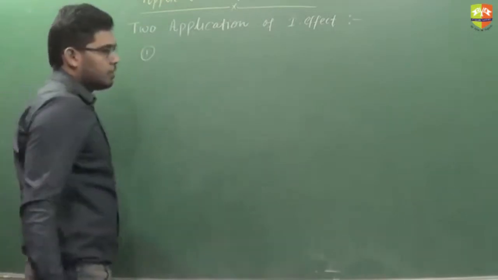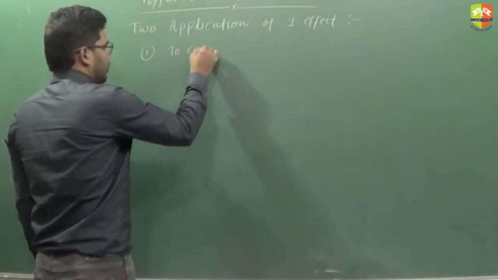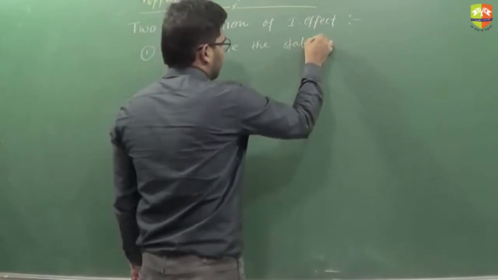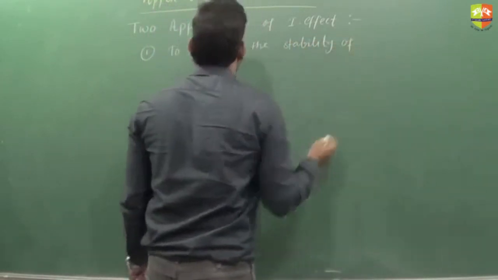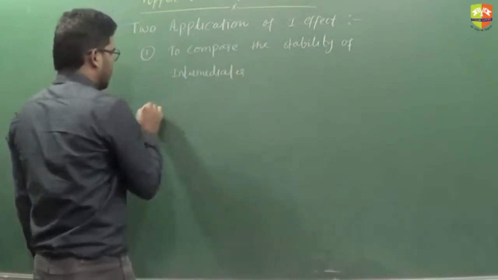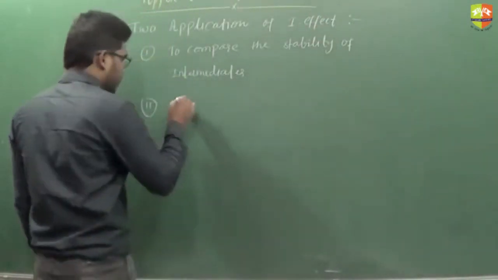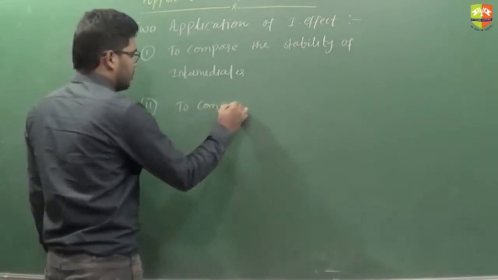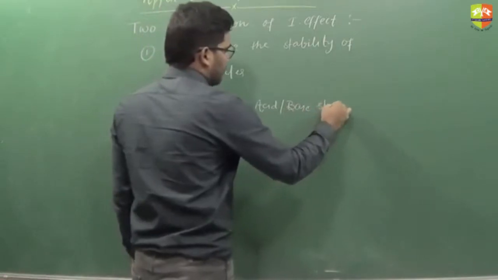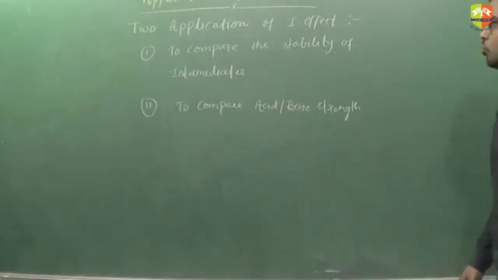The first one is to compare the stability of intermediates. And the second one is to compare the acidic nature of compounds, or acidic or basic strength, you can also say. I'll write it simply as comparing acid base strength. These are the two applications of the I effect we have.